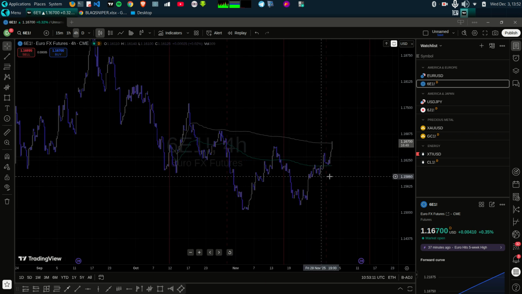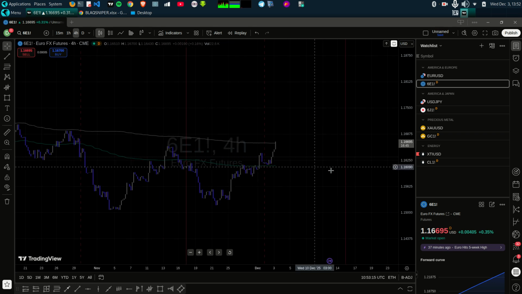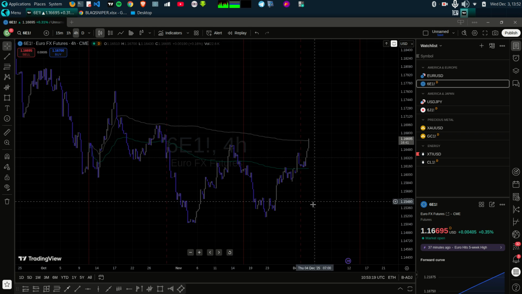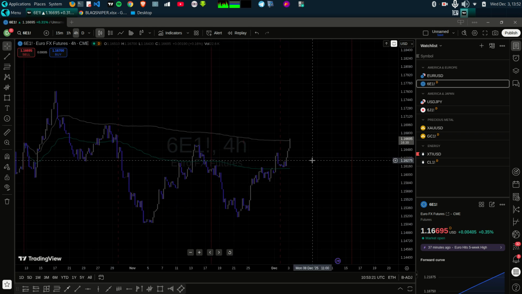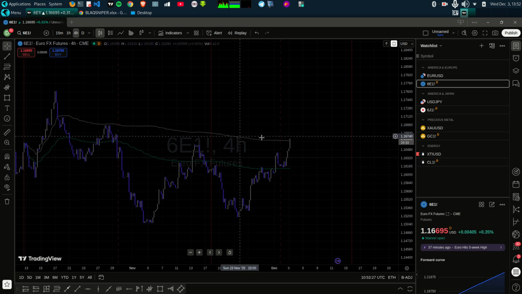But at the moment, nothing. At the moment I'm just staying neutral on EURUSD until I see two things. One, we need to see trend. We need to see this line being broken to the upside.